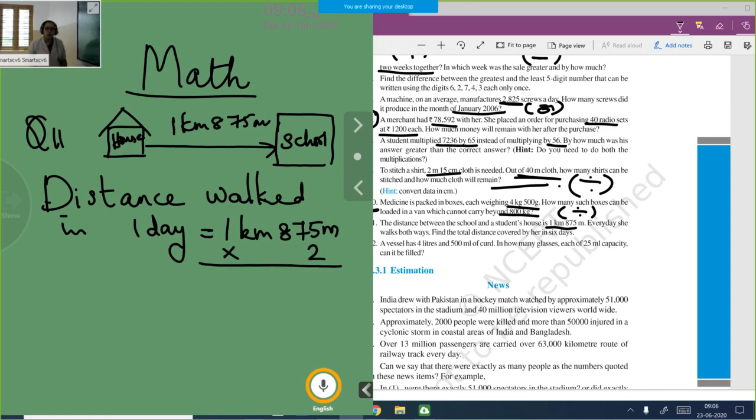Why is teacher multiplying by 2? Because in 1 day itself she is walking 2 ways, towards the school and after that towards home. So 2 times she is walking in 1 day. So we have to multiply the given number by 2. So 1 kilometer 875 meter multiplied by 2. What is the answer, children? You can make it in the rough column. Working column teacher is doing here only.